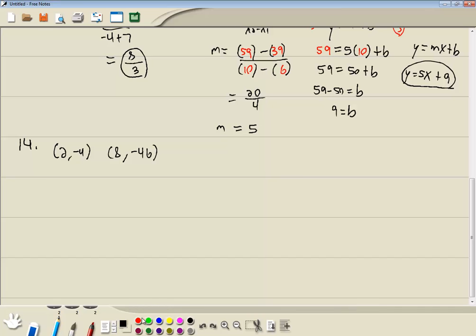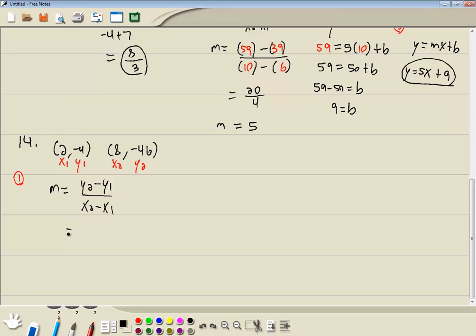Okay, so we're going to go through our same steps. First step is find m. Well, we've got to label this. This is our first point, so I'll label this as x1, y1. This is our second point, so I'll label that as x2, y2. Our formula again is m is equal to y2 minus y1 over x2 minus x1.